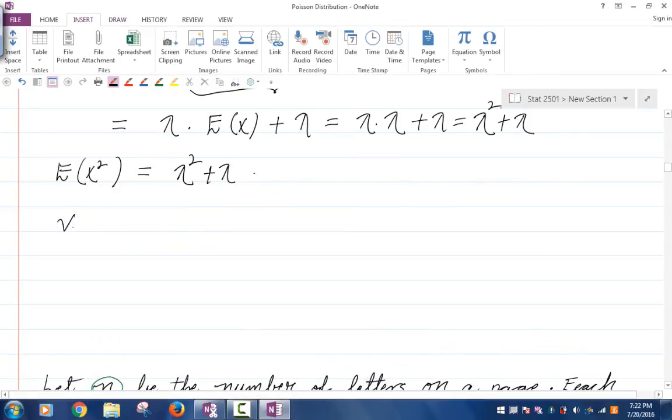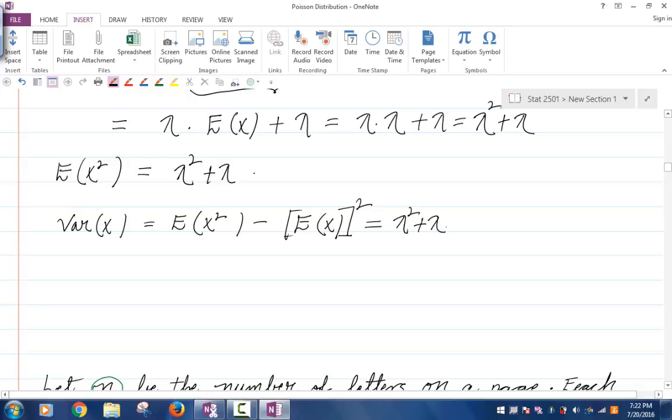Okay, so now the variance of x is the expectation of x squared minus the expectation of x, squared. That is lambda squared plus lambda, the second moment, minus the expectation squared, which gives you lambda squared again. So the variance of x is lambda. So the expectation is lambda, and so is the variance of x.